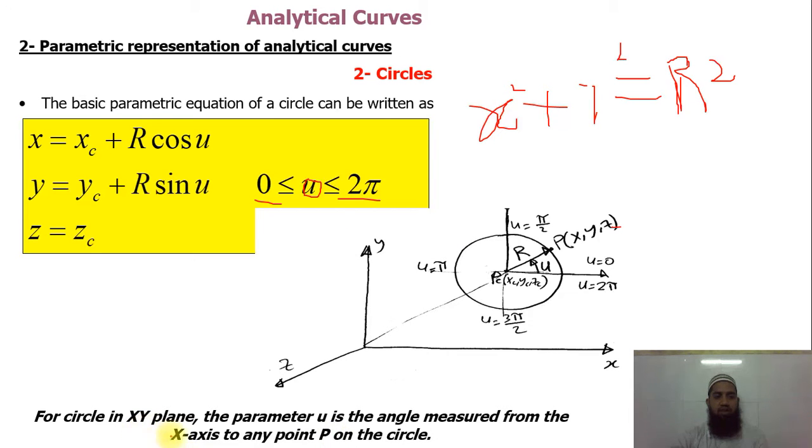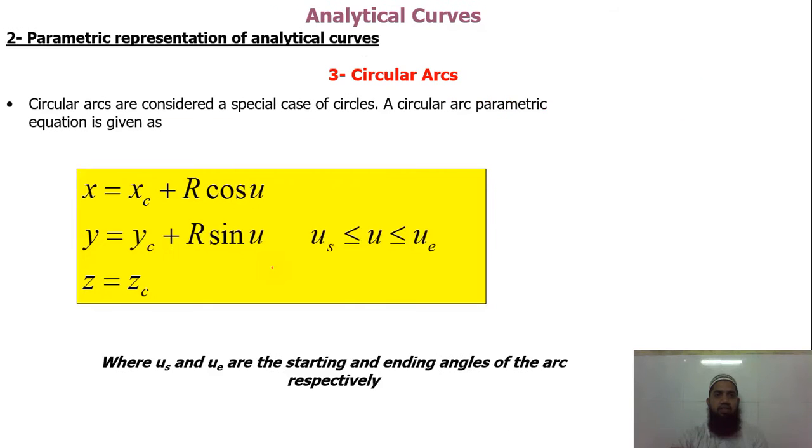For the circle in the xy plane, the parameter u is the angle measured from the x-axis to any point P on the circle. In this case also, you just remember this formula. Circular arc is not asked in the exam, but for the sake of knowledge you must know the formula. The same formula is used for the circular arc also.